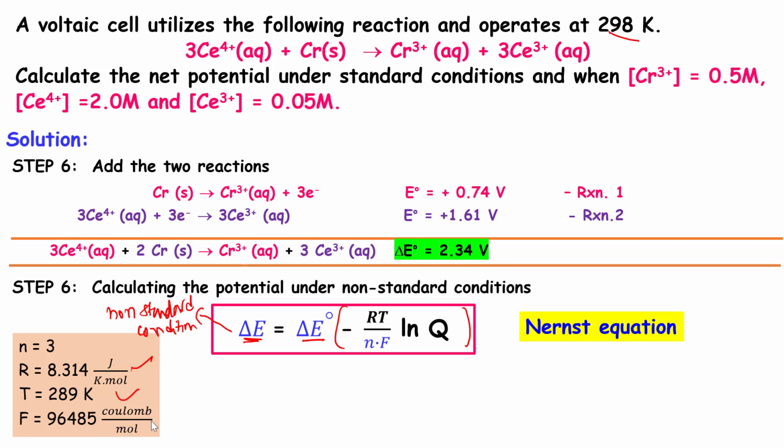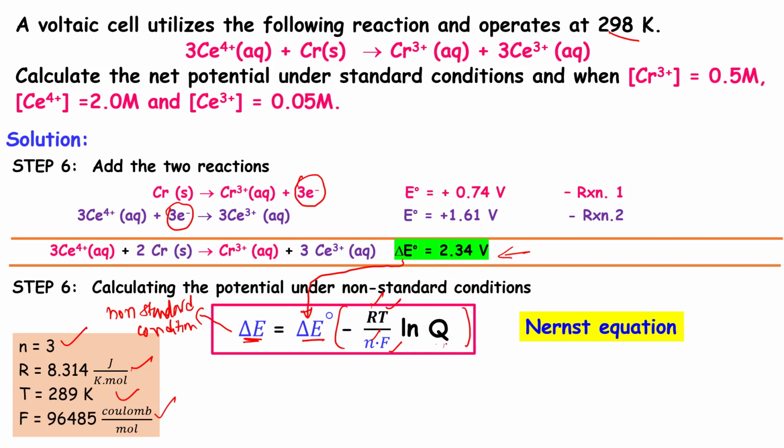And then the F value that we need is already known. It's Faraday's constant, which is 96,488 coulombs per mole. N that we are going to plug into this equation is the total number of electrons used to balance the two reactions. It's 3 electrons here, 3 electrons here. So we know that our N value is 3. So we know the value of R, T, N, and F. The delta E naught value is something that we figured out here. So we can take this delta E naught and plug it in here.